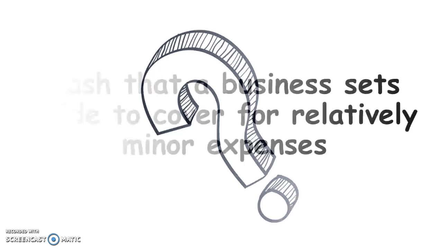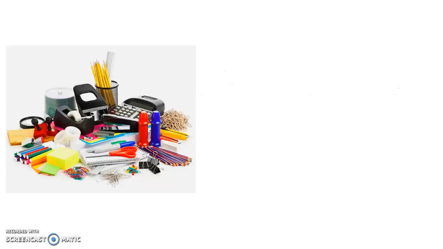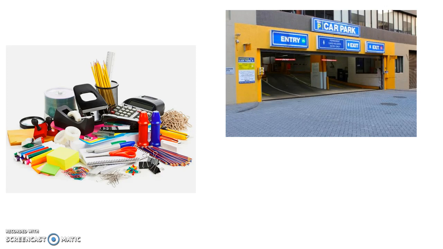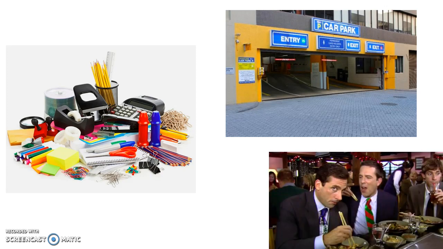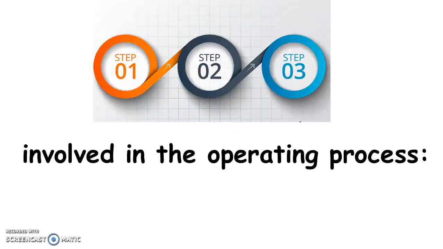Petty cash funds determine the amount of money that an employee will keep on hand to cover small expenses of the business. Things such as office supplies, parking expenses, and staff lunches are often covered, as writing a full check wouldn't be time effective. There are 3 steps involved in the operating process.